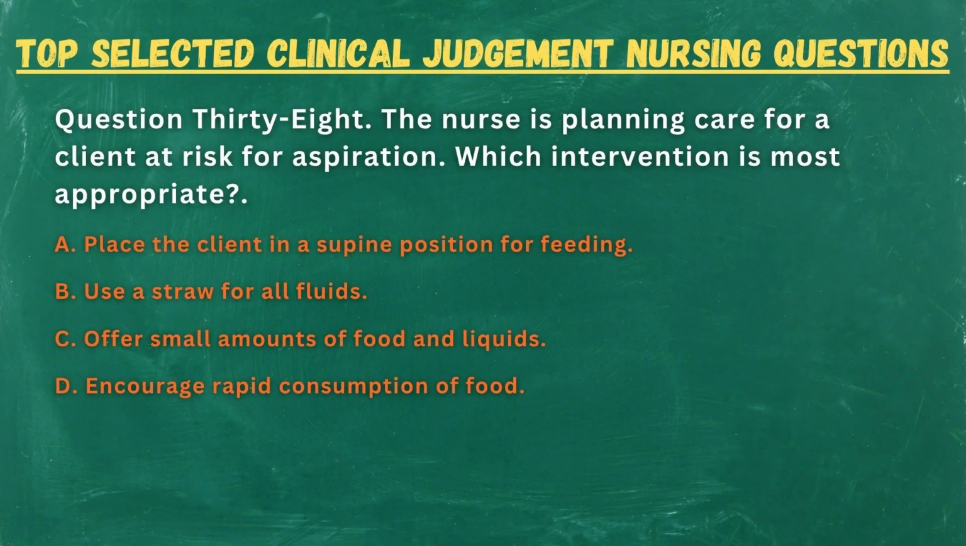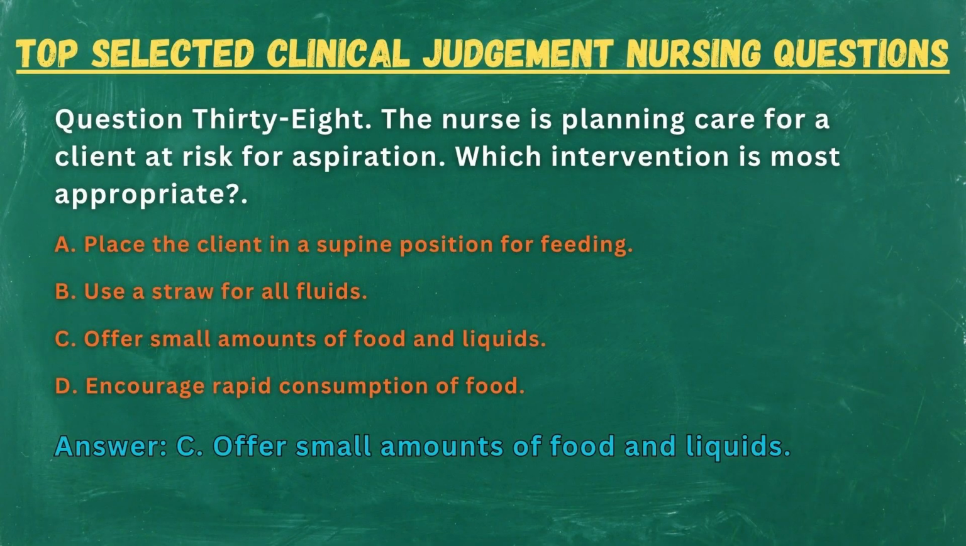Question 38. The nurse is planning care for a client at risk for aspiration. Which intervention is most appropriate? A. Place the client in a supine position for feeding. B. Use a straw for all fluids. C. Offer small amounts of food and liquids. D. Encourage rapid consumption of food. Answer: C. Offer small amounts of food and liquids.